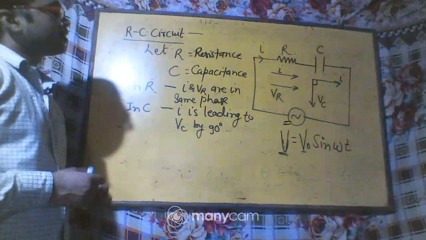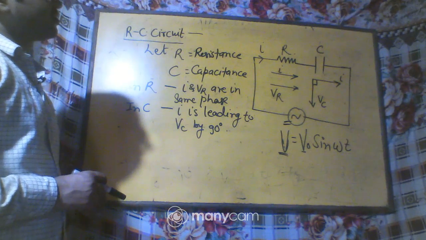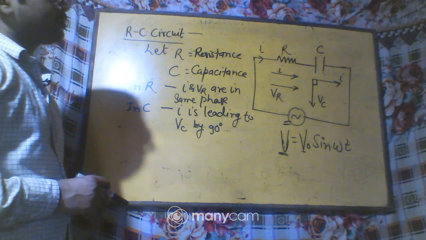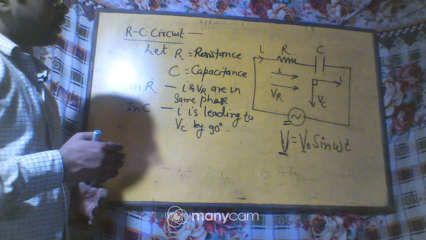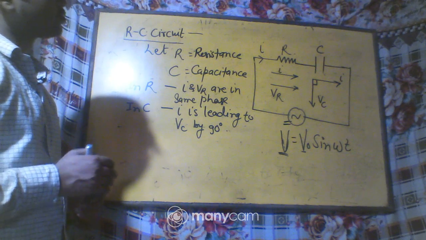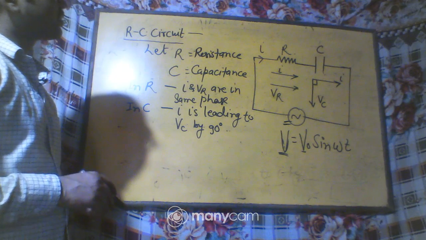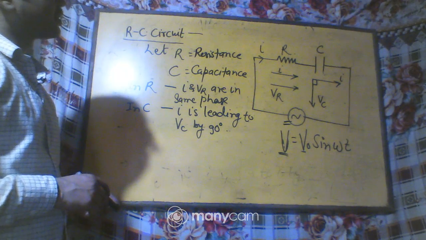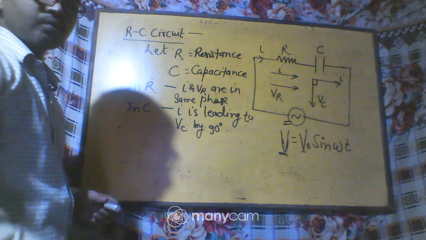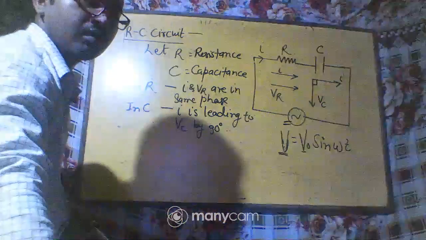Okay, now our aim is to find out the net impedance of this circuit, then the phase angle between the net voltage and the current flowing through this circuit, and then we will get the equation of the alternating current for this circuit.